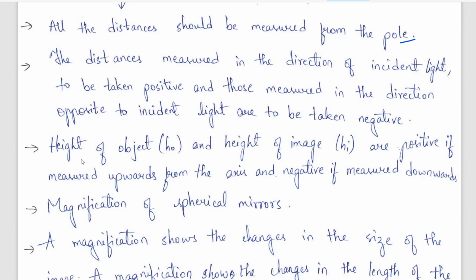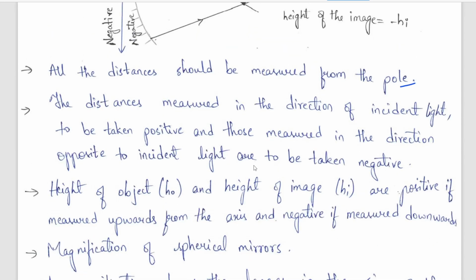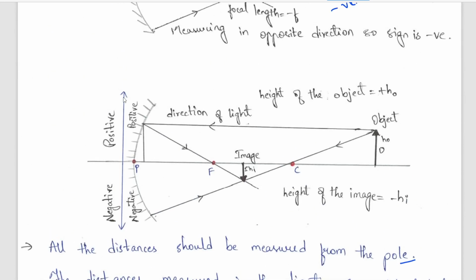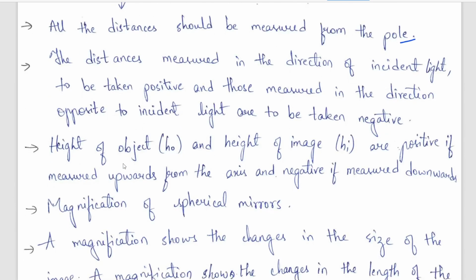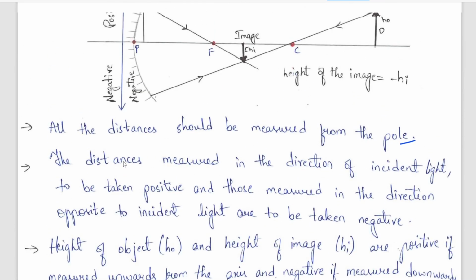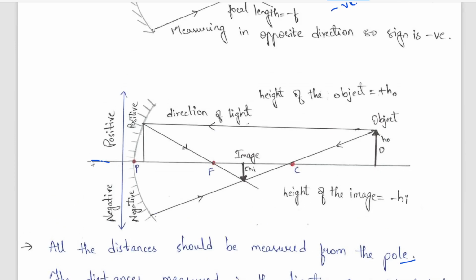Now the third one: height of object and height of image are positive if measured upwards from the axis and negative if measured downwards. As you can see here, this is the principal axis, and the height is positive if you measure upwards from the principal axis, and negative if you measure downwards from the principal axis. It might be object height or image height.